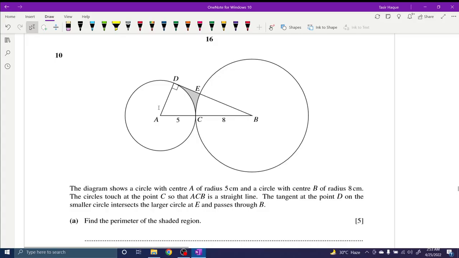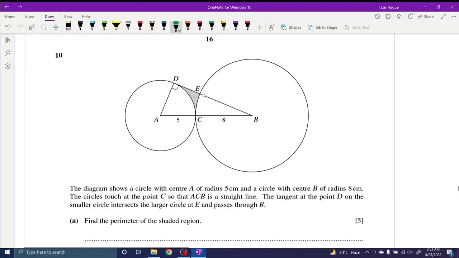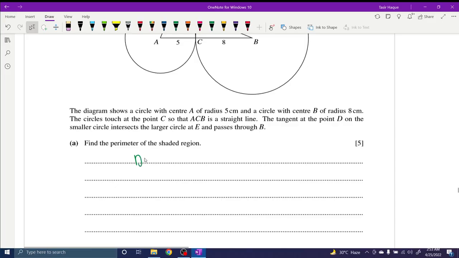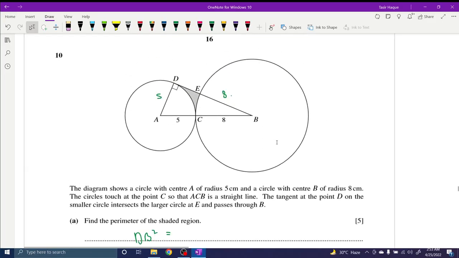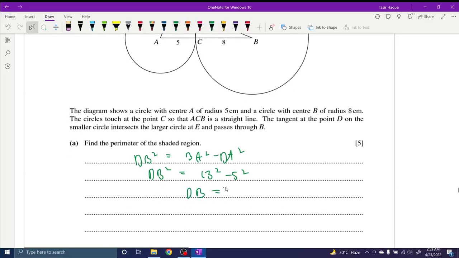We're almost at the end. We're doing number 10 now. Find the perimeter of the shaded region. It has a few sections, right? The radius of the smaller circle is 5 and the radius of this circle is 8. So we can find out DB first. DB square is equal to BA square minus DA square. So basically 13 square minus 5 square. That seems familiar. That's 12. DB is actually 12.